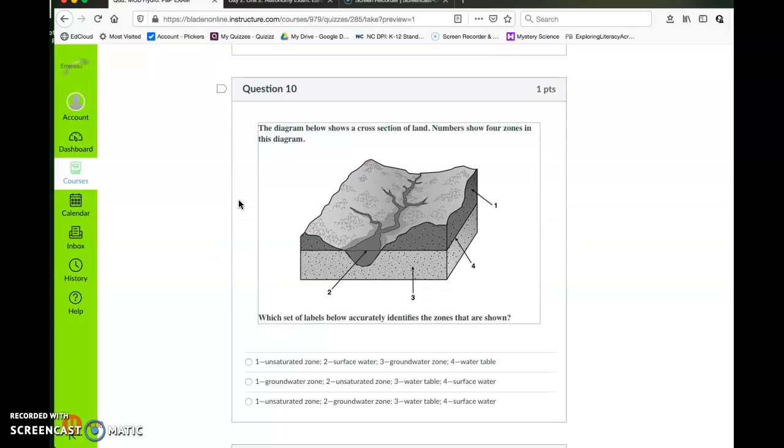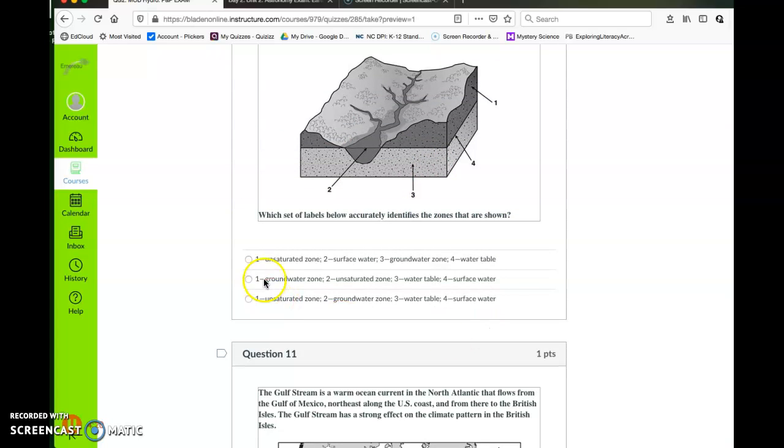Question number 10. The diagram below shows a cross-section of land. Numbers show 4 zones in the diagram. Which set of labels below accurately identifies the zones that are shown? Option A, 1, unsaturated zone, 2, surface water zone, 3, groundwater zone, and 4, the water table. B, 1, the groundwater zone, 2, the unsaturated zone, 3, the water table, or 4, surface water. And C, 1, unsaturated zone, 2, groundwater zone, 3, water table, and 4, surface water.